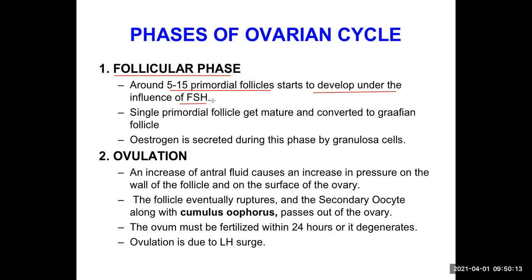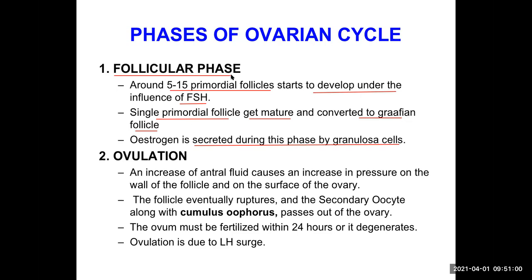FSH and LH are the hormones released by the anterior pituitary, and they help in the development of these follicles. A single primordial follicle matures and is converted to a Graafian follicle. Only one is chosen, and it's a random choice. In the beginning 5 to 15 start to develop a little, but ultimately only one is selected, and it gradually develops into the primary, then secondary, then Graafian follicle, and then matures. Estrogen is secreted during this phase by the granulosa cells present in the Graafian follicle.